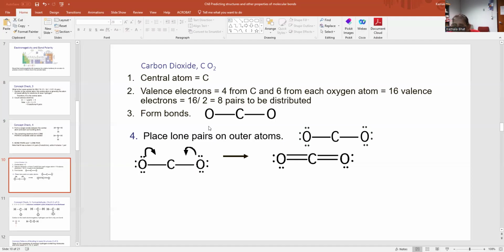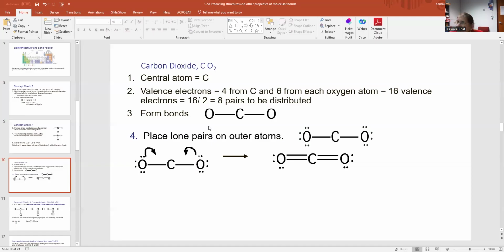Next, the formal charge. The formal charge for each oxygen atom is the same. Oxygen belongs to group 6, take away 4 electrons, plus half of 4 bonding electrons. That is 4 plus 2, which is 6. 6 take away 6 is 0. On carbon, which belongs to group 4, there are no lone pair electrons. So half of 8 electrons is 4, and 4 take away 4 is 0.